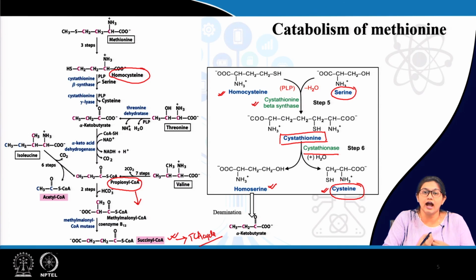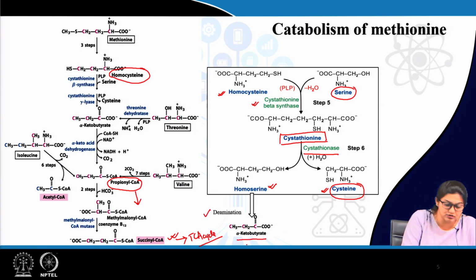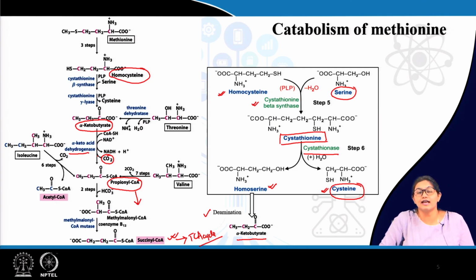Then homoserine undergoes deamination to form alpha ketobutyrate. Here you can see alpha ketobutyrate. Then alpha ketobutyrate undergoes oxidative decarboxylation with the help of the enzyme dehydrogenase, releasing one molecule of carbon dioxide, forming propionyl coenzyme A. So, this is how propionyl coenzyme A is formed from methionine, and during the process we also get cysteine, the other sulfur containing amino acid.